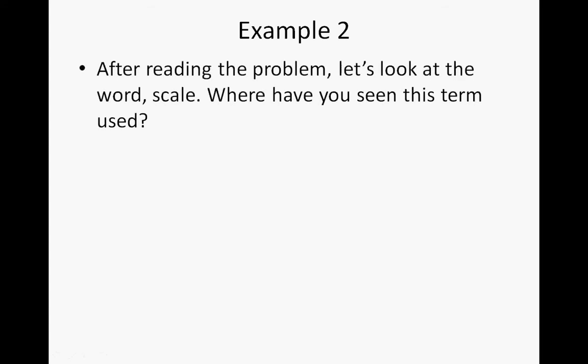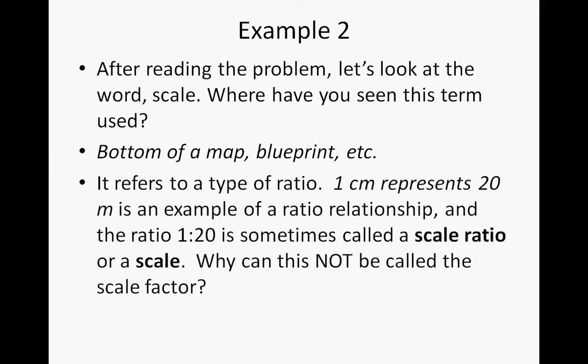All right, so let's take a look at example 2. After reading the problem, let's look at the word scale. Where have you seen this term used? Well, you've probably seen it on the bottom of a map or a blueprint. It refers to a type of ratio. 1 centimeter represents 20 meters is one example of a ratio relationship. And the ratio, 1 to 20, is sometimes called the scale ratio or scale.